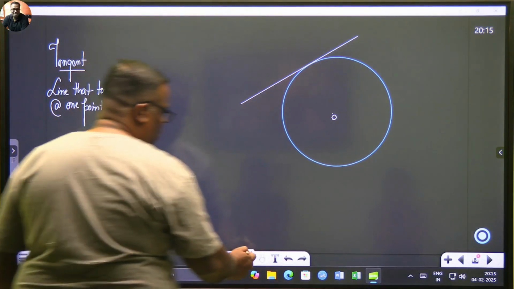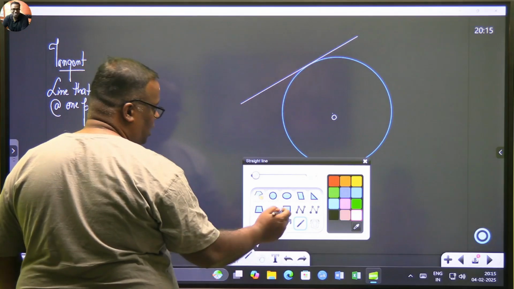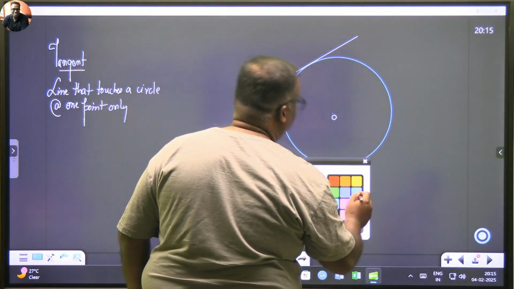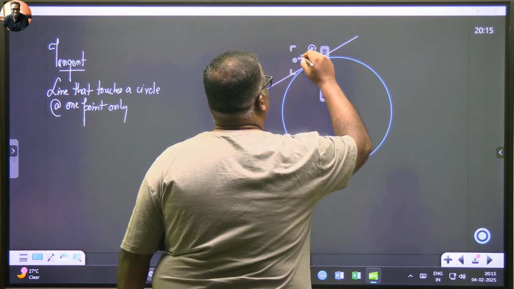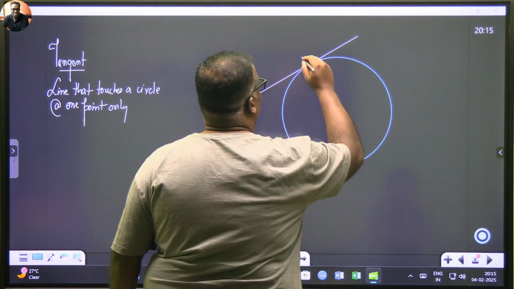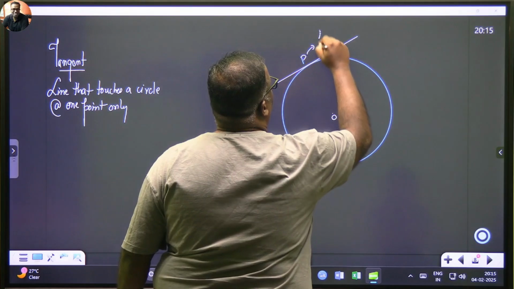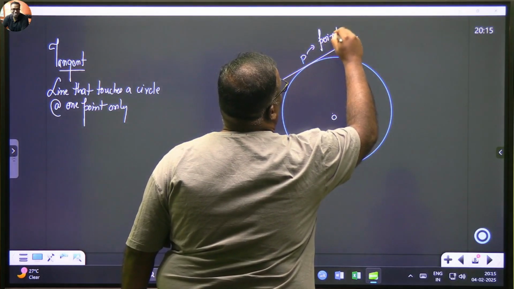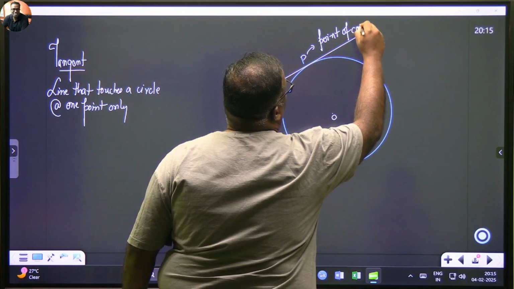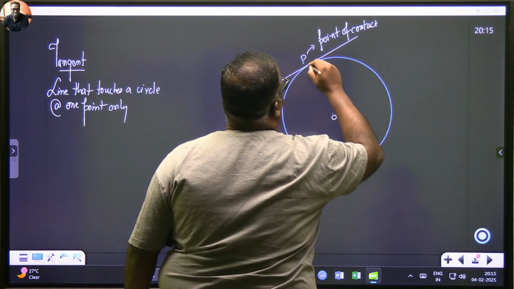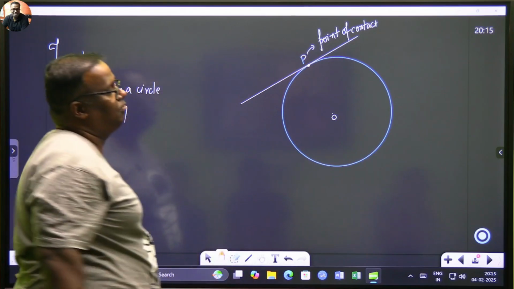Now, if you draw a line, the point at which the tangent touches the circle, this point P, is known as the point of contact. Are we fine?